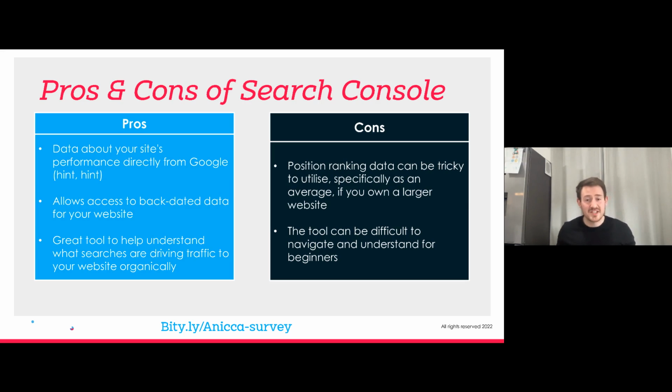The downsides: position ranking data can be tricky to utilize, specifically as an average if you are a larger website or own a larger website. So, you get an average ranking for all of the search terms that people have been using to find your business and your website. The ranking data can therefore, if you have thousands and thousands of keywords, as an average be quite misleading. And sometimes you have to refine that data quite a lot to find the most useful elements. The tool can also be difficult to navigate and understand for beginners.